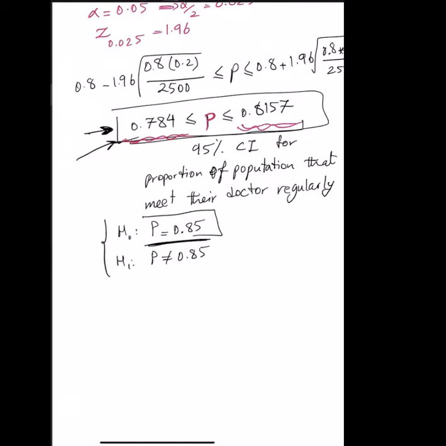So if you're thinking that it's 0.85, then I'm going to reject the null hypothesis because my value in the null hypothesis does not fall in my interval.